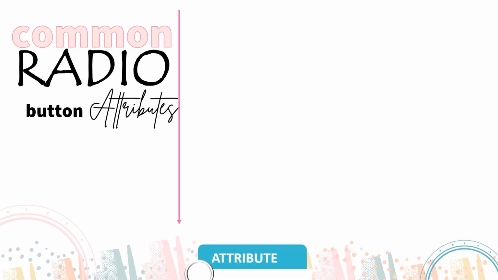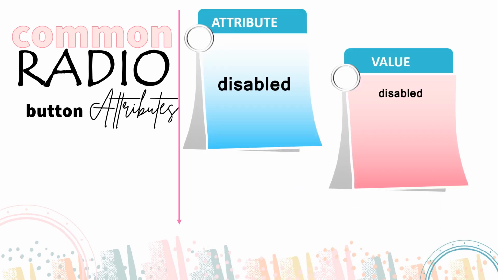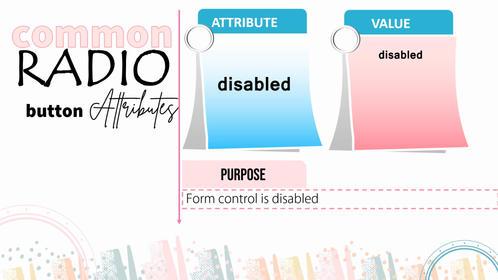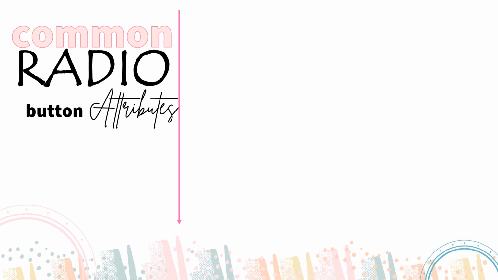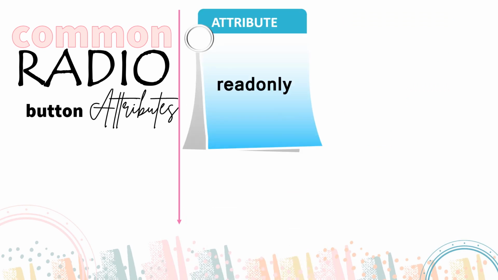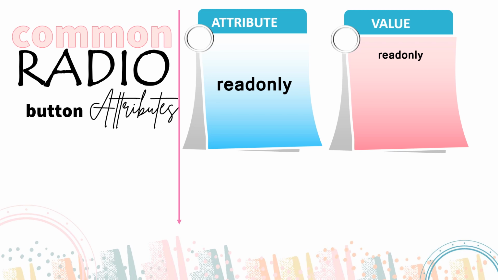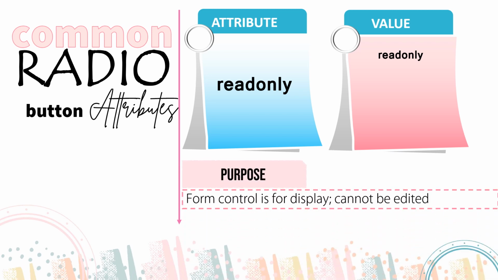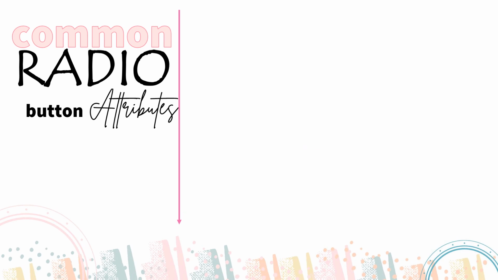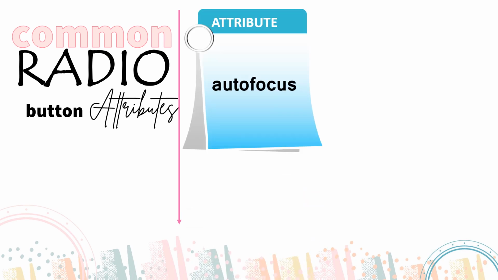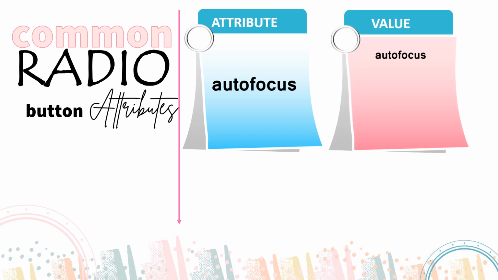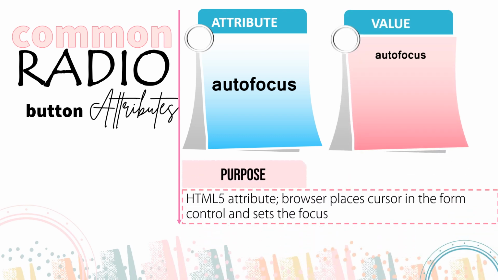The disabled attribute, the value: disabled. The purpose: the form control is disabled. The read-only attribute, the value: read-only. The purpose: the form control is for display, cannot be edited. Next, the autofocus attribute, the value: autofocus. The purpose: an HTML5 attribute, the browser places the cursor in the form control and sets the focus.